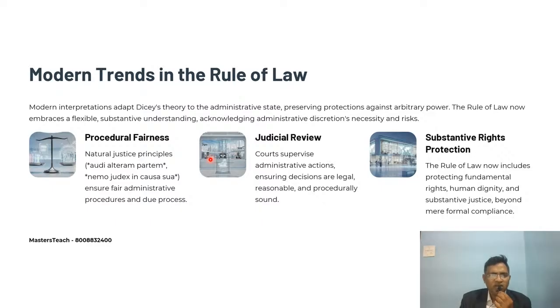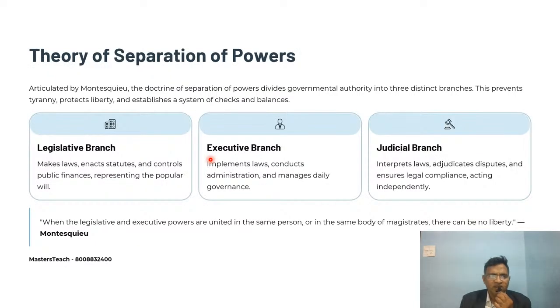There should be procedural fairness, judicial review is a must, and substantive rights protection is there, then separation of powers between the legislative branch, executive branch, and judicial branch. When you are writing, write these and you will get good marks.